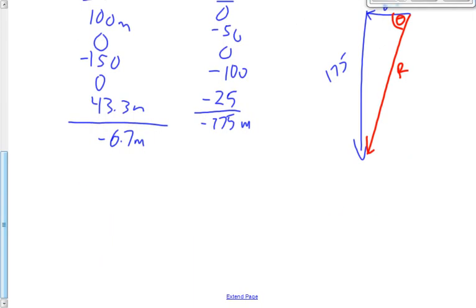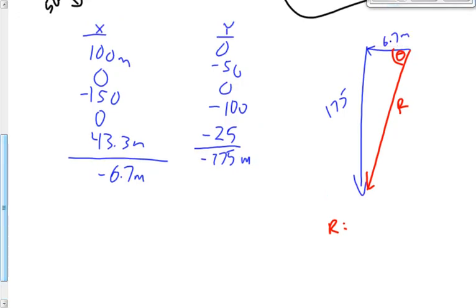When you solve for r using the Pythagorean theorem, the square root of 175 squared plus 6.7 squared, we end up getting 175 point something. Well, this should really be rounded to 2 digits, because if you go back to our original data, we had 50 meters twice, and we had 30 degrees once. We had 2 digits 3 times. We're going to round that to 1.8 times 10 to the 2 meters.